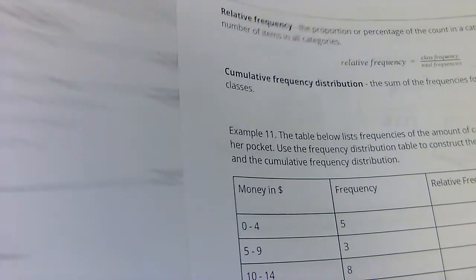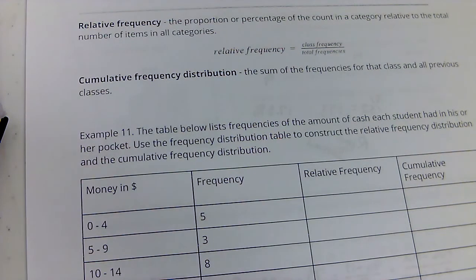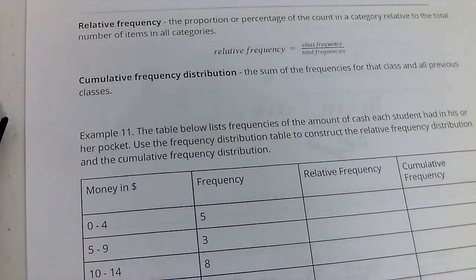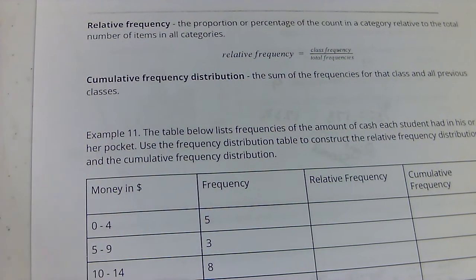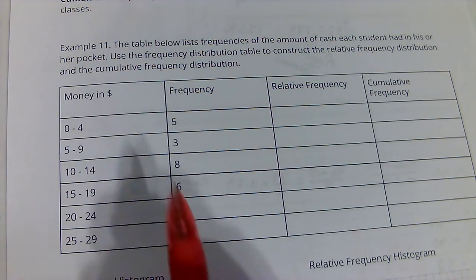Now we can also make our graphs using relative frequencies. The relative frequency is just the proportion or percentage instead of using the frequencies. We could do the percentages instead. We could also make what is called the cumulative frequency graph. And that would be the sum of the frequencies as we go up. So we're going to play with both of those with one group.